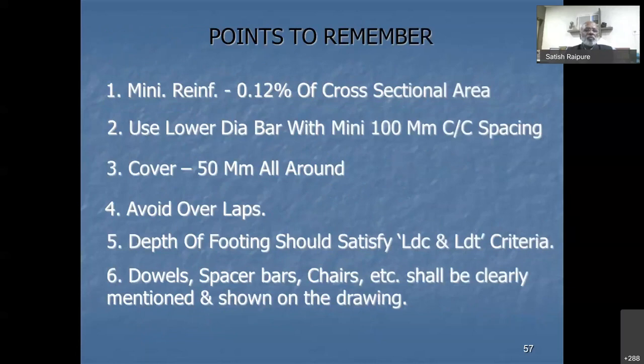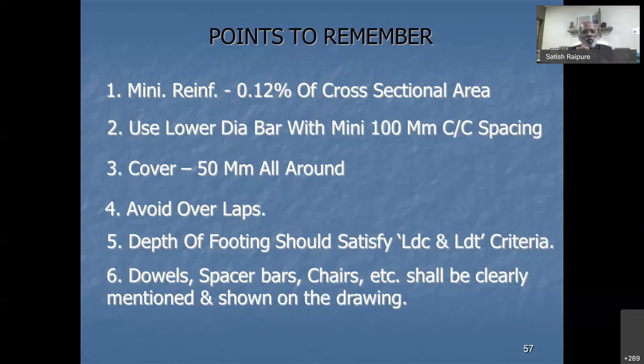Certain points to remember, the site engineer should always be careful, and the minimum reinforcement in any footing shall be the same as that of a slab, that is 0.12% of the cross-sectional area. Use lower dia with the minimum 100mm spacing, center to center. Cover should be 50mm all around. This will prevent any leakages inside the foundation. And always keep in mind that wherever there is any concrete member which comes in contact with the soil, you should have at least 50mm cover all around.